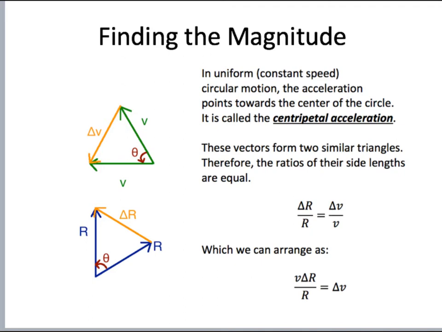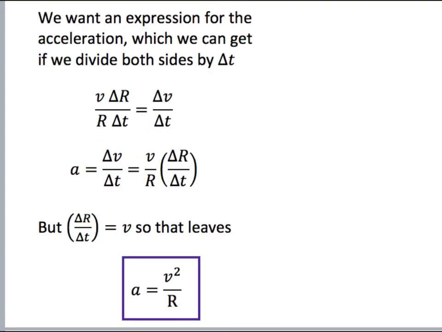And so what I can do is multiply both of these equations by V to move this guy over to the left, and I get V times delta R over R equals delta V. Why did I do that? Because what I want is delta V over delta T. I'm trying to figure out what the acceleration is going to be. So I've isolated delta V. Now I can divide it by delta T, and that'll give me the acceleration. So I've done exactly that. I've divided both of these equations by delta T, and I get delta V over delta T. We know that's A. That's equal to V over R, delta R over delta T.